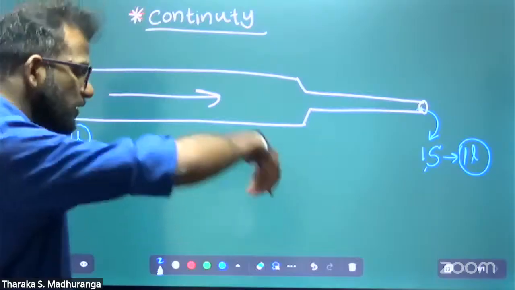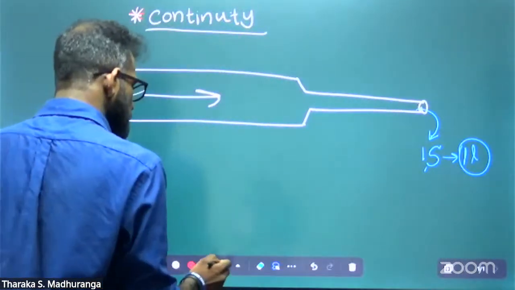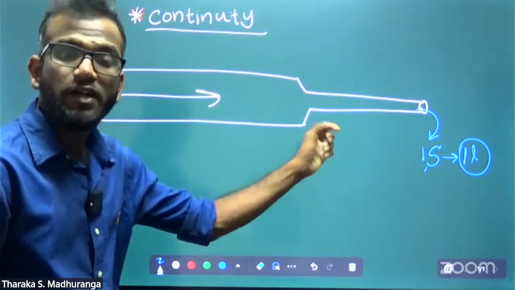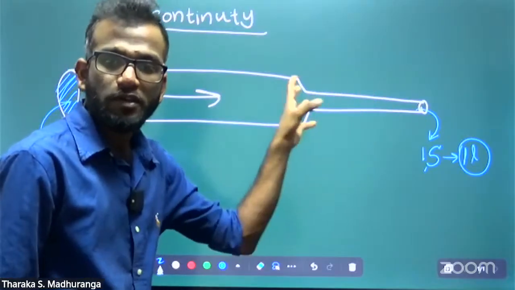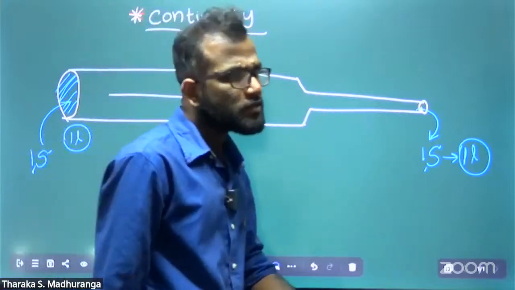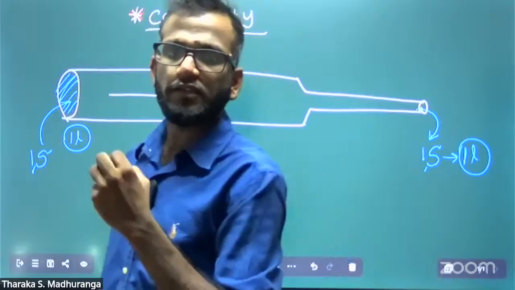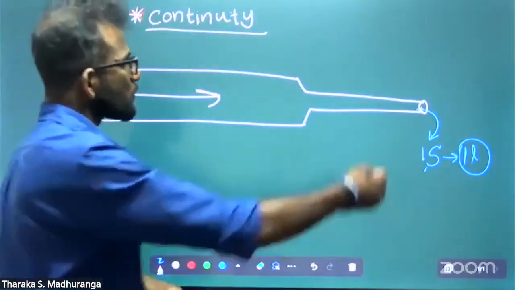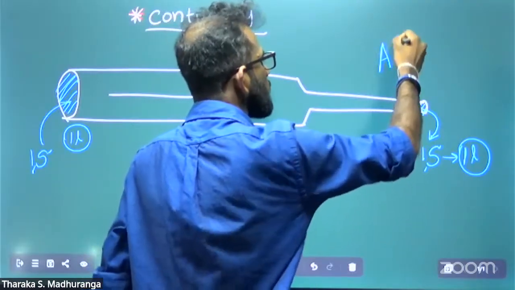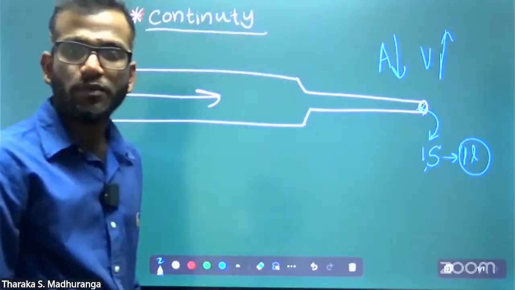Now practically, you already know, if the cross section area is decreasing, what happens to the speed of the flow? If it is continuous flow, what happens to the speed of the water flowing when the cross section area decreases? Now you can understand: when the cross section area decreases, its velocity is increasing. Now very good.